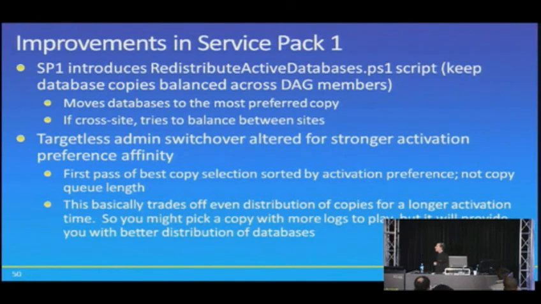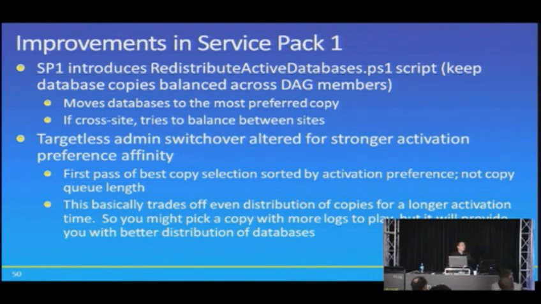Some of the other improvements that we've done, we've got a lot of new scripts in there. One of the scripts is called redistribute active databases. Okay? It's important when you're doing your database layout and your DAG design that you're evenly distributing your database copies across the DAG. And one of the things that we found in the service, in our Exchange Online service, where we've got about 40 million mailboxes right now, is we're used to doing these things called target list switchovers.